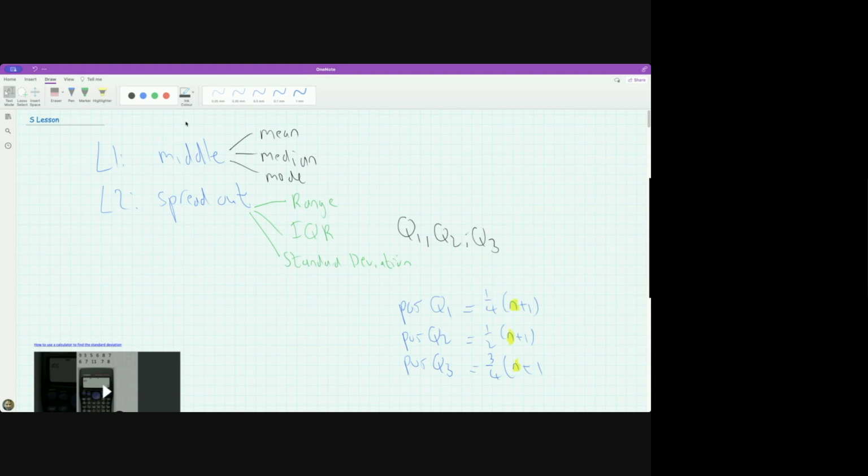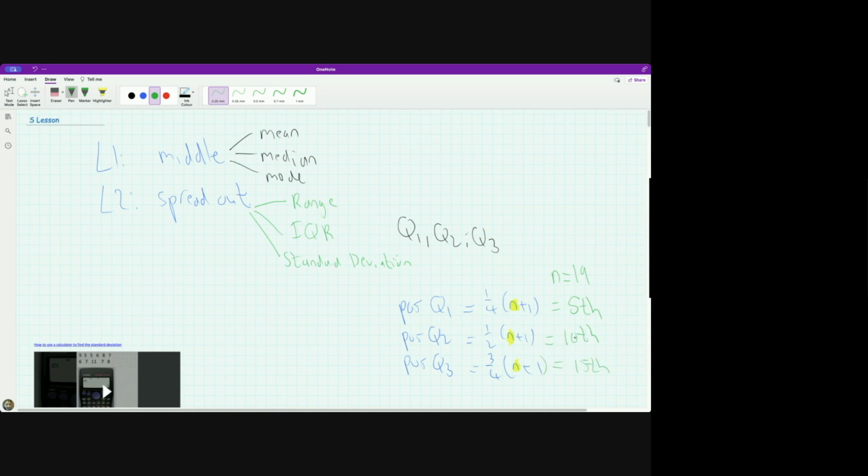Perfect. Yes. So if, for example, n was 19, then the position of Q1 would be 19 plus 1 times a quarter. So it would be the 5th position. This one over here would be 19 plus 1 is 20. That would be the 10th position. And then this one here would be the 15th position.